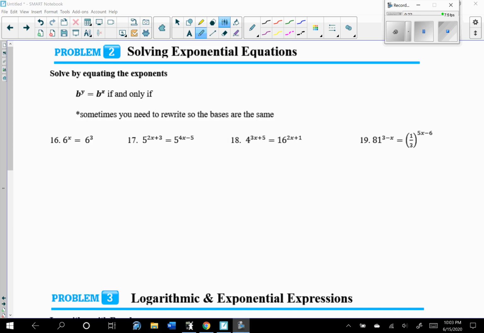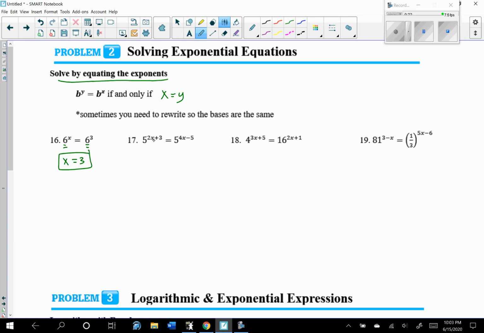So let's look at solving exponential equations. So we're going to solve by equating the exponents. So if b to the power y equals b to the power x, that's true if and only if the exponents x equals y. Sometimes you will need to rewrite the bases so that they are the same if they are not. Here we have the same bases, they're equal, therefore x has to be equal to 3.